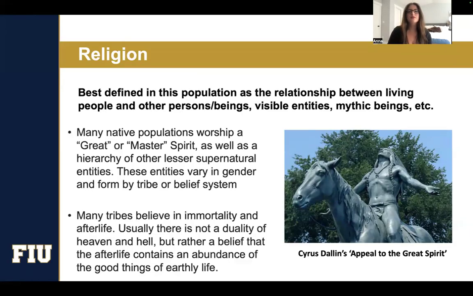The Native American populations primarily define religion as the relationship between living people and other persons or beings, visible entities, mythic beings, etc. This religion and the religious practices that occur vary across the different tribes and populations, but many Native populations will worship a great or master spirit, as well as a hierarchy of other lesser supernatural entities. And these will vary in gender and form by tribe or belief system. Many tribes also believe in immortality and afterlife. However, they don't believe in the duality of heaven and hell. It's rather that the afterlife will have an abundance of the good things that make earthly life enjoyable and pleasant.